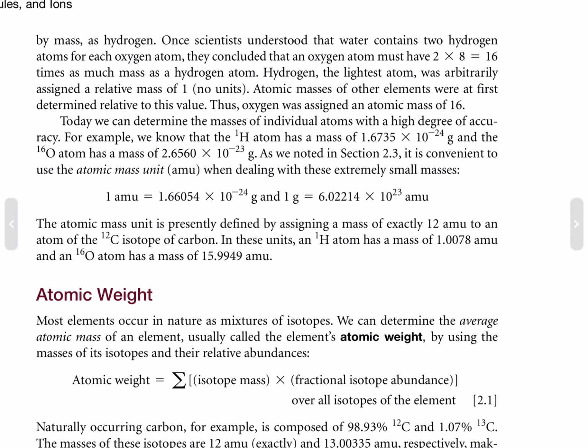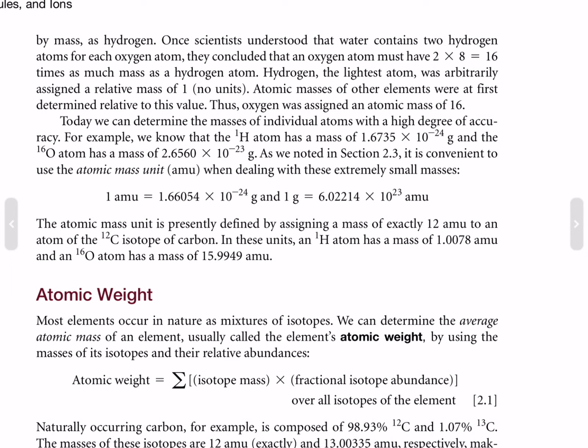Today, we can determine the mass of individual atoms with a high degree of accuracy. For example, we know that a hydrogen atom has a mass of 1.6735 times 10 to the negative 24 grams, and that the oxygen atom has a mass of 2.6560 times 10 to the negative 23 grams. As we noted in Section 2.3, it's convenient to use the atomic mass unit when dealing with these extremely small masses.